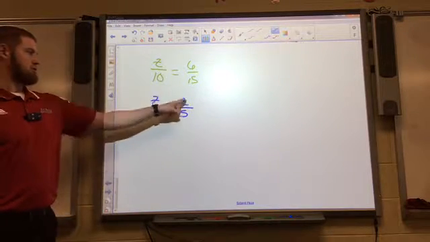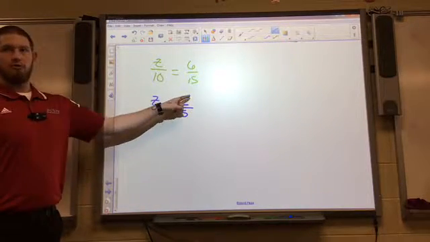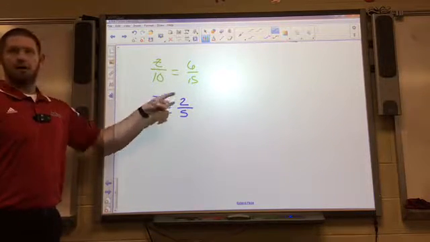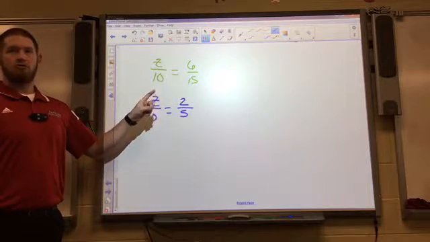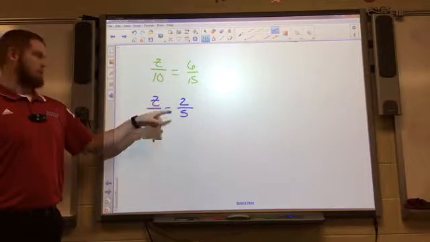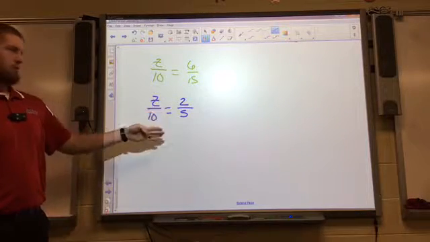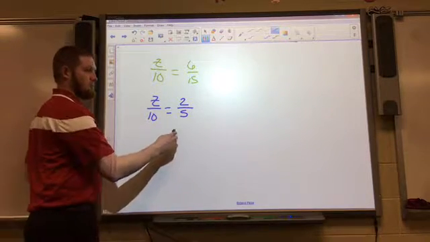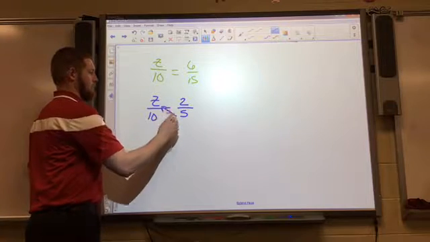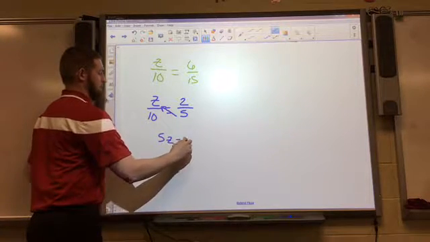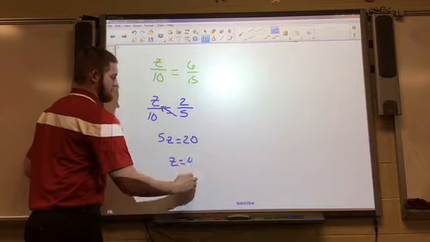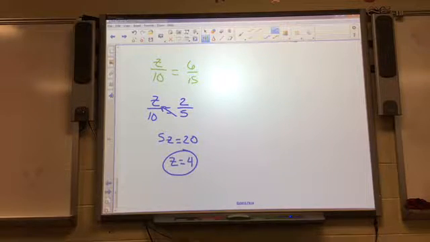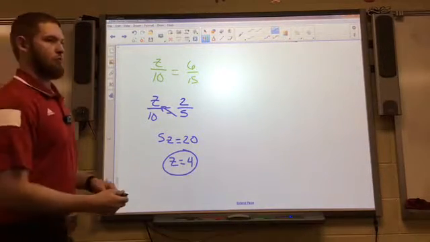Can I reduce diagonally or cross-reduce? Why? There's an equal sign. This is a proportion. You cannot cross-reduce a proportion. Could I cross-reduce if it was just multiplication? Yes, but not with an equal sign, not a proportion. You can reduce vertically, but not cross-reduce. So then I just need to do what to solve this? Cross-multiply, I get 5Z equals 20, Z equals 4. Again, I knew that problem was going to be a big challenge for us, but we need to make sure we know how and when we can reduce things.